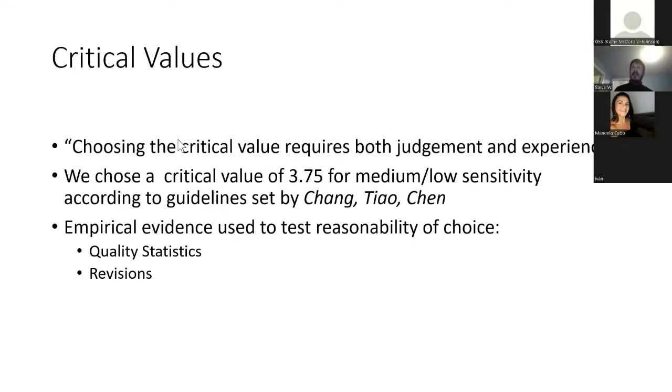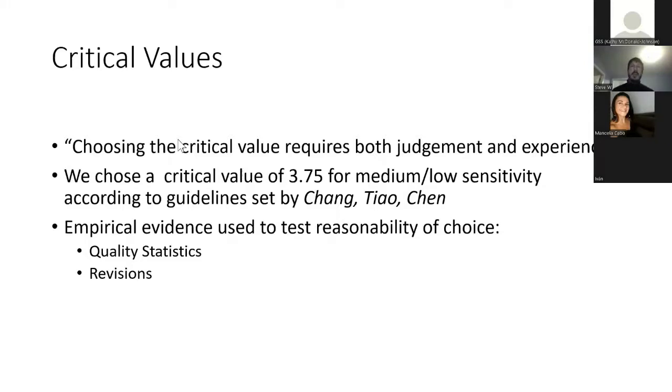Well, we took guidance from the X13 manual. We wanted to just choose a starting point and then choose some tests that we cared about to test the reasonability of that choice. So we took the advice from the paper by Chang, Tao, and Chen, "Estimation of Time Series Parameters in the Presence of Outliers." According to that guideline, a 3.75 would be a medium or low sensitivity.